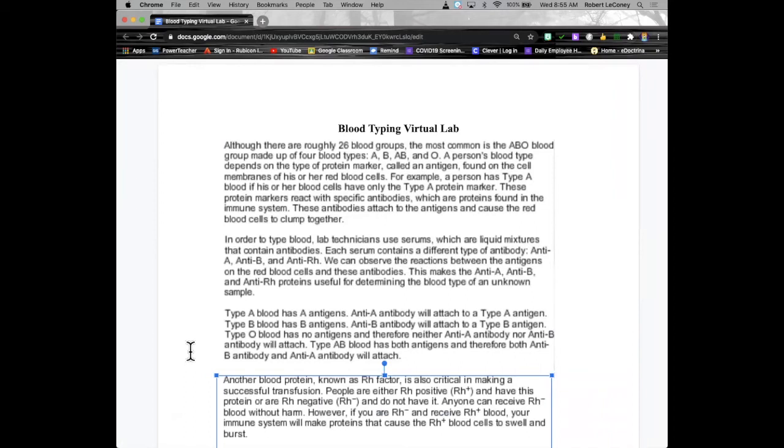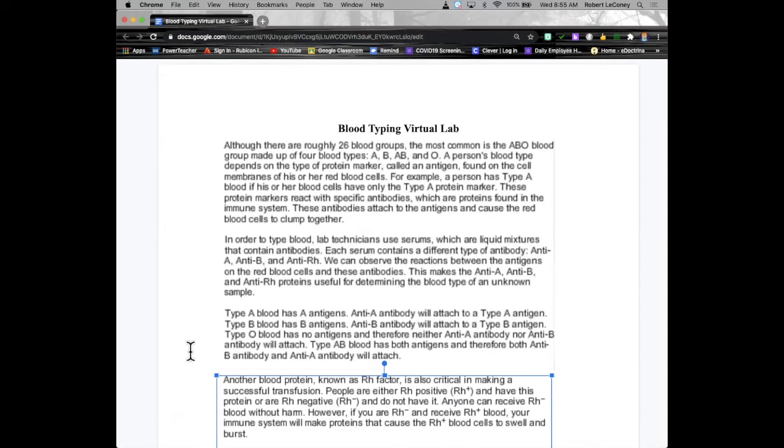For example, a person has type A blood if his or her blood cells have only the type A protein marker. These protein markers react with specific antibodies, which are proteins found in the immune system. These antibodies attach to the antigens and cause the red blood cells to clump together.